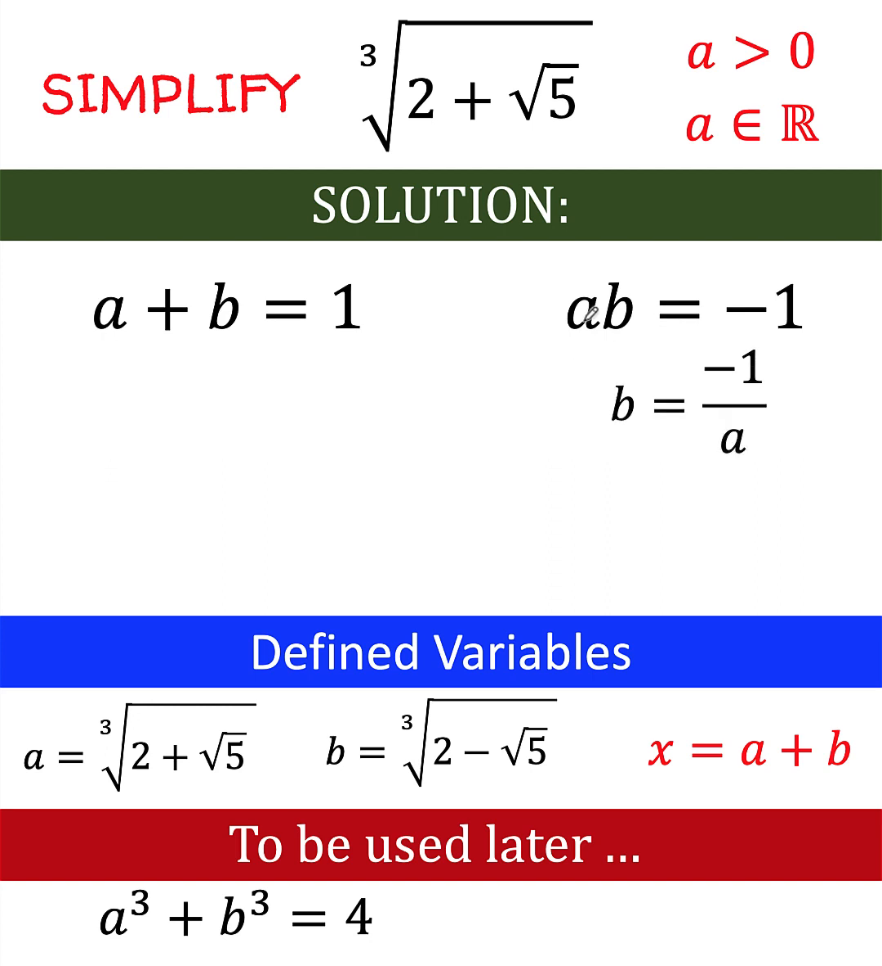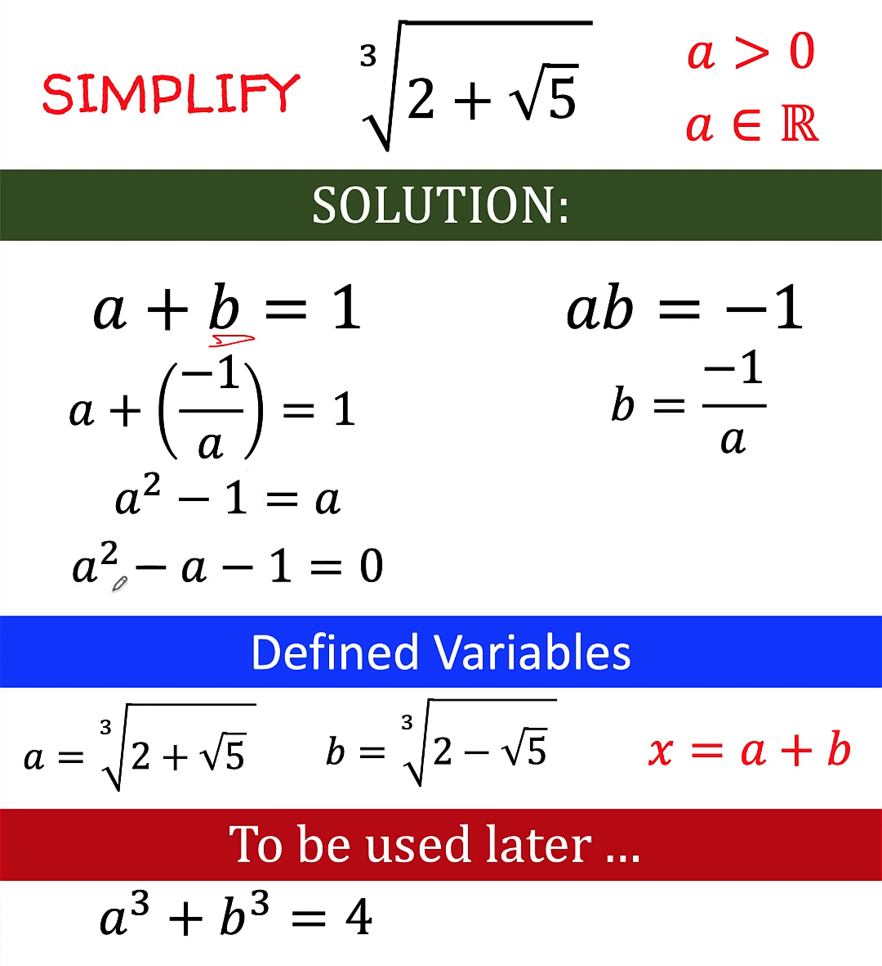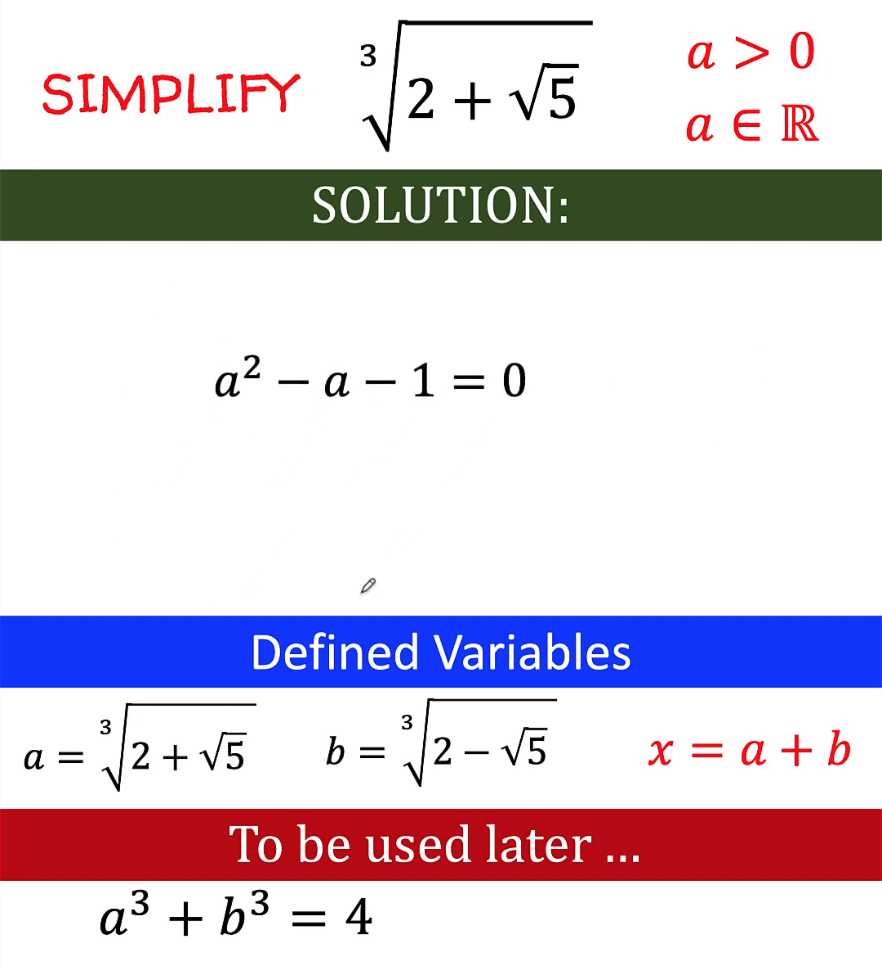So to solve this, since ab is equal to negative 1, that means that if we divide both sides by a, b is equal to negative 1 over a. So we can replace this b by negative 1 over a. To eliminate the denominator, multiply each of the terms by a to get a squared minus 1 equals a. And writing this in a standard quadratic equation, we have a squared minus a minus 1 equals 0. And this is now the equation that we are going to solve in order to find the value of a, which is the value of the original expression that we want to find.